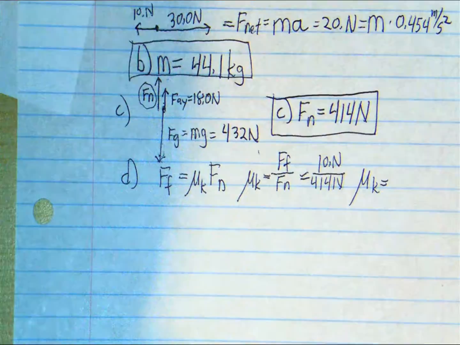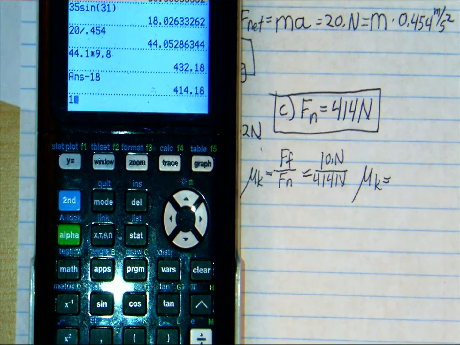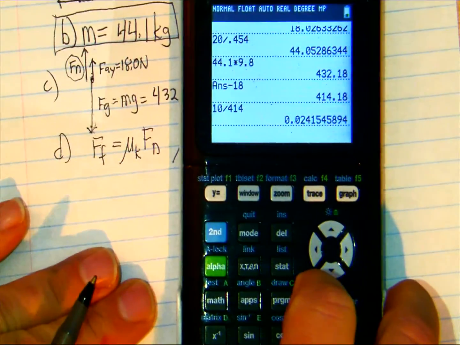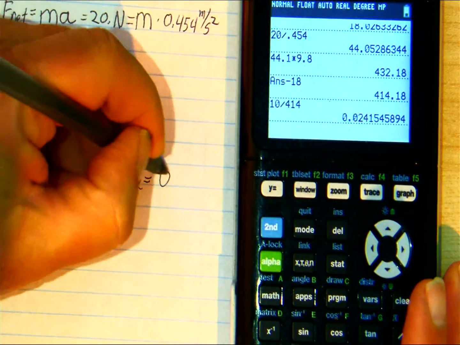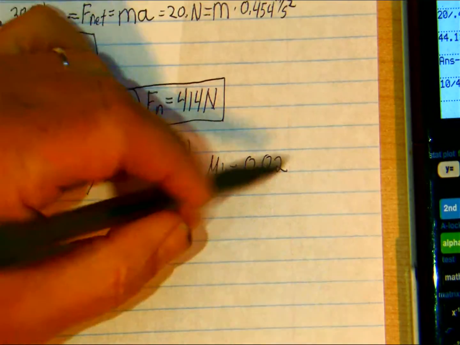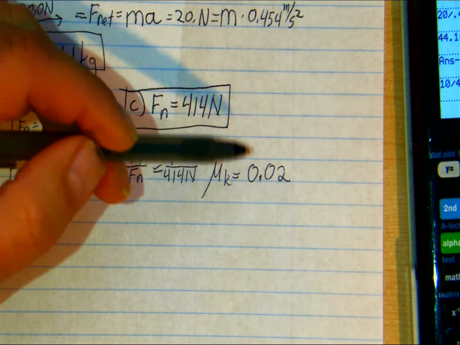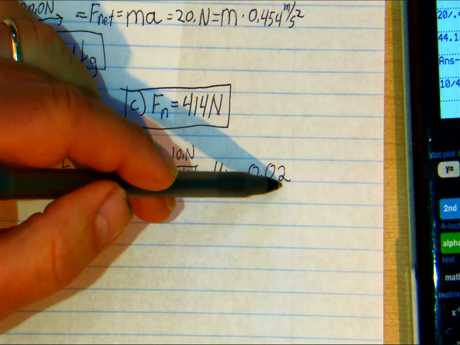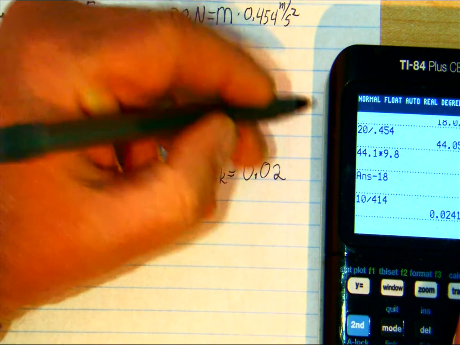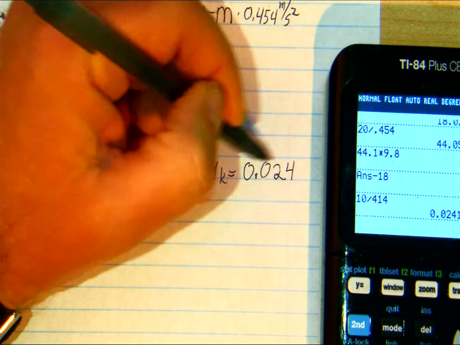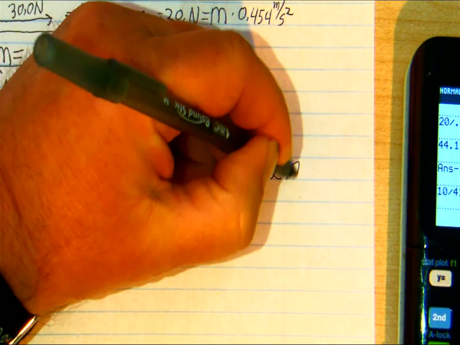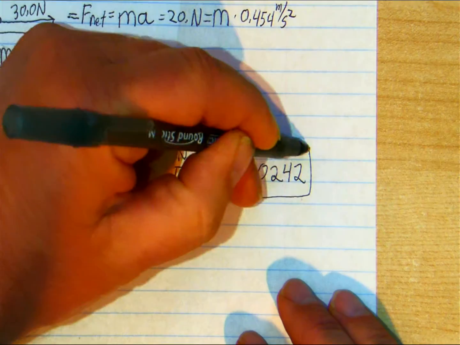Therefore, in this problem, after you go 10 divided by 414, enter, you see that the coefficient of kinetic friction is a value of 0.02. Now, I have students who stop there and they say, oh, here's my answer. Yeah, but you've only given it to one significant figure. The zeros are just placeholders to the left. So I want to see it to 3 sig figs. So give me some more digits. Now it's to 2 sig figs. And I'm going to round up this 15 to a 2 and say, here's the answer to 3 significant figures.